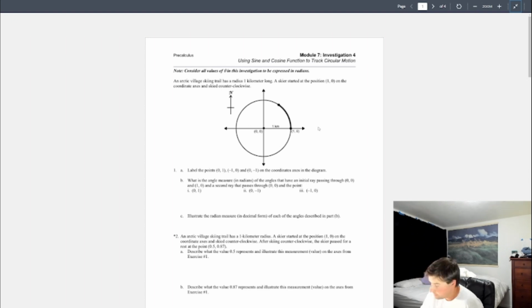Okay, it's pretty easy. Starting out: 0, 1. Negative 1, 0. 0, negative 1. Part B. Just 90.